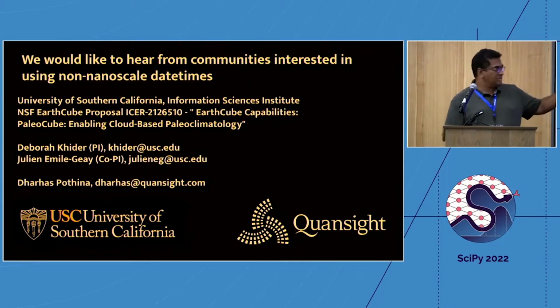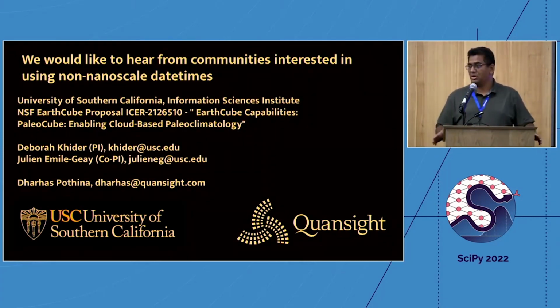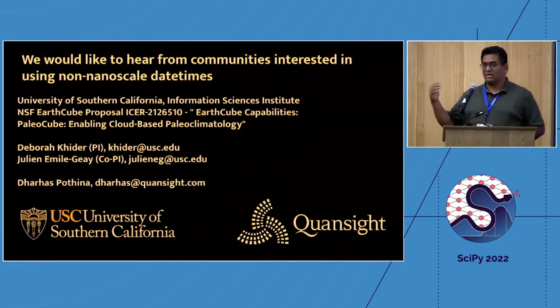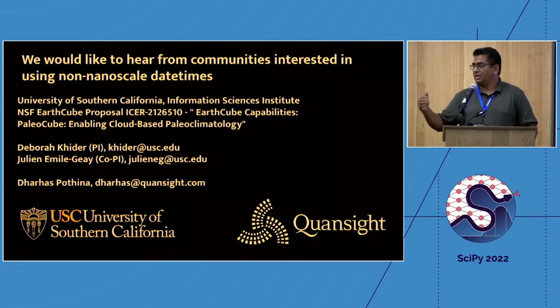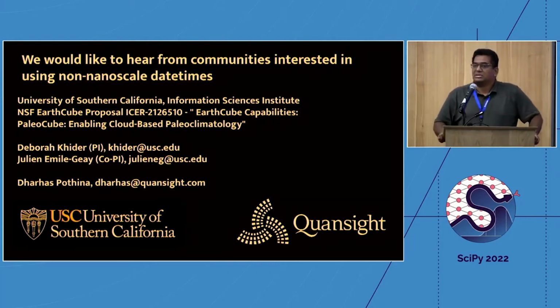And the PIs for this project, Deborah and Julian from USC, were not able to be at the conference, but they are really interested in hearing from anyone in other communities who are not in paleoclimatology that might want to use this. They actually have other things we're going to be trying to help them build out. Once this lands in Pandas, they have negative time indices and other things we're going to be trying to help them with. So please find me at the Quantsite table or somewhere, or email these guys if you're a community that might use this feature, because they want to hear from other communities.